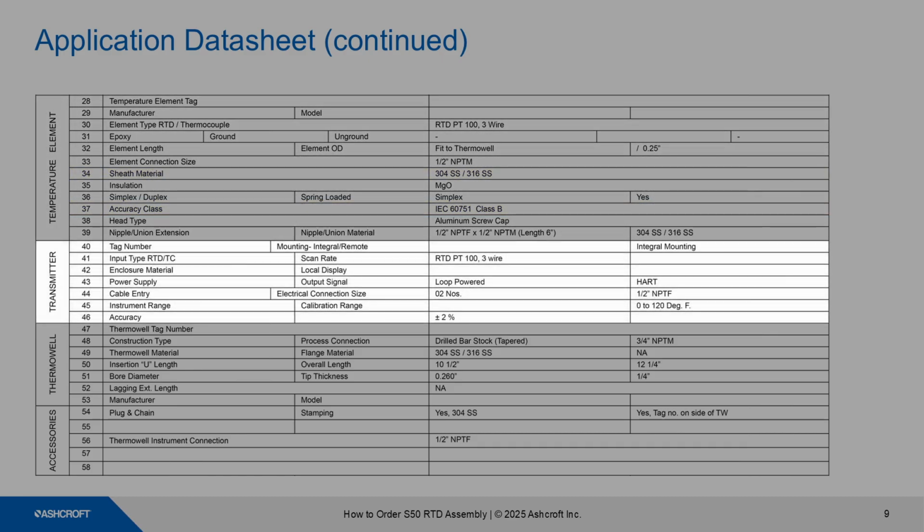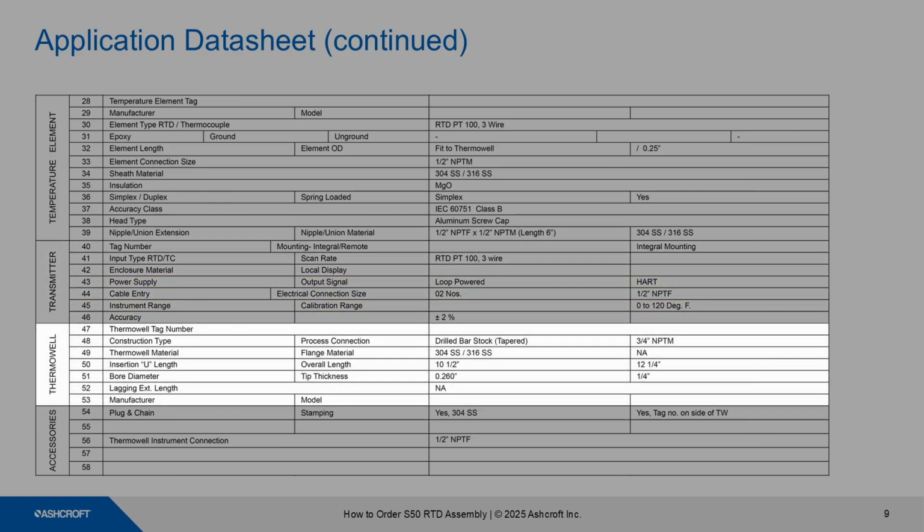Next is the section for the transmitter. It describes what the transmitter requires: it needs a HART output and the temperature range that we're going to use it for. And then the last section defines the thermowell. This is a 3/4-inch NPT threaded thermowell with a tapered shank. It has a 10.5-inch U dimension.